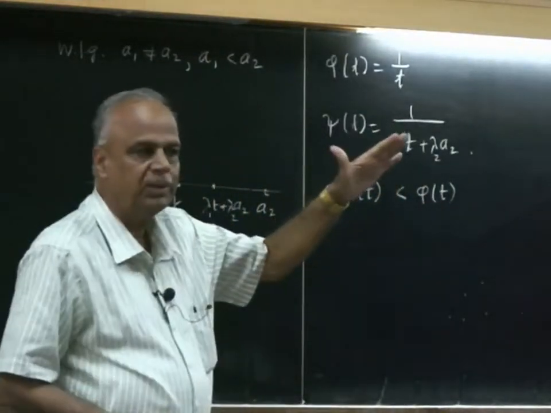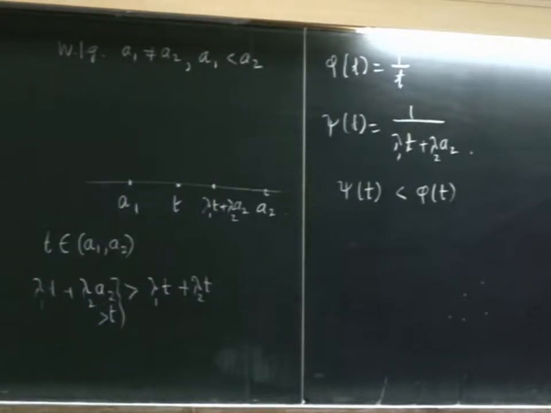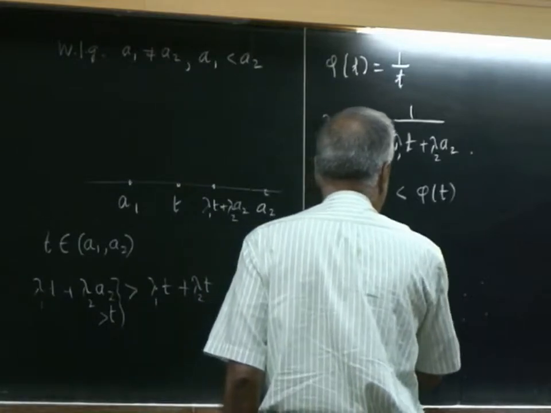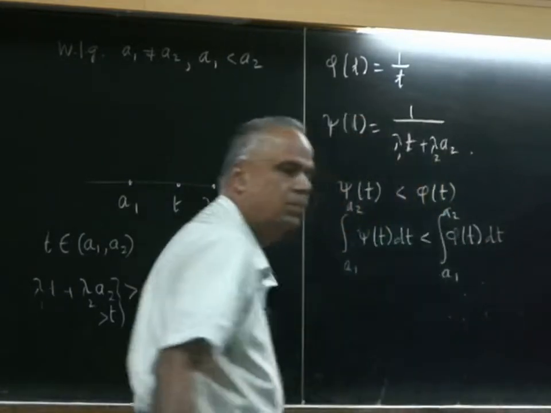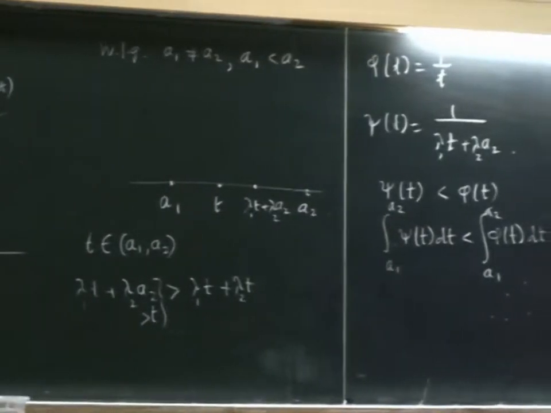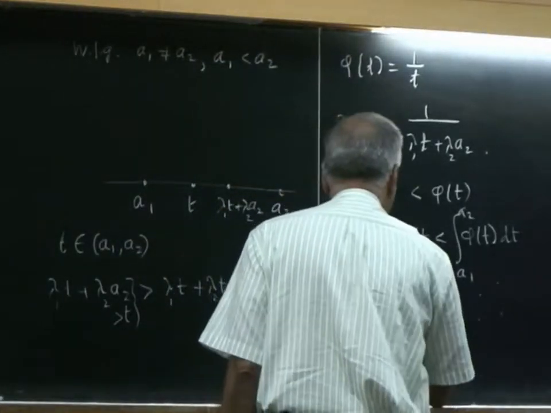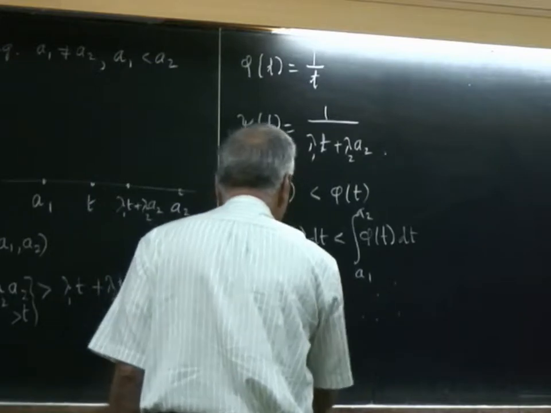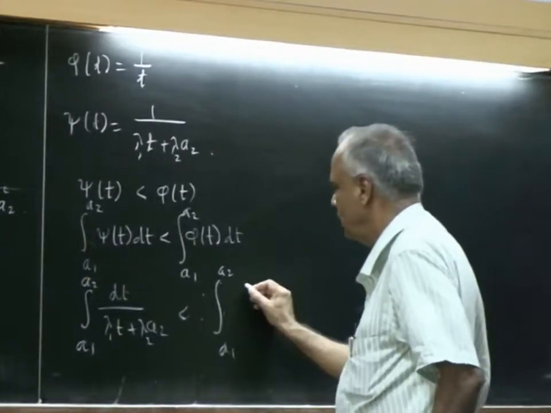These are all continuous functions because a1 is positive, everything is well defined. If I have two continuous functions, and one curve lies always strictly above the other curve, then the areas will be correspondingly maintained. So the integral from a1 to a2 of psi t dt will be strictly less than the integral from a1 to a2 of phi t dt, because they are all continuous functions. Now all you have to do is write it down explicitly. That is the integral from a1 to a2 of dt by lambda 1 t plus lambda 2 a2 is less than the integral from a1 to a2 of dt by t.